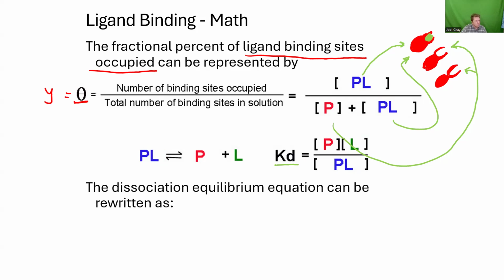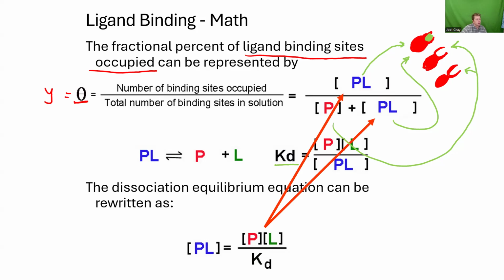And so what we can do is a little bit of algebra and rearrange this so that the concentration of our protein ligand complex is equal to our protein times our ligand divided by our KD. Now, the entire purpose of all of this algebra and rearrangement is so that we can come up with a simpler equation. And we're going to use that simpler equation for putting this graph together.